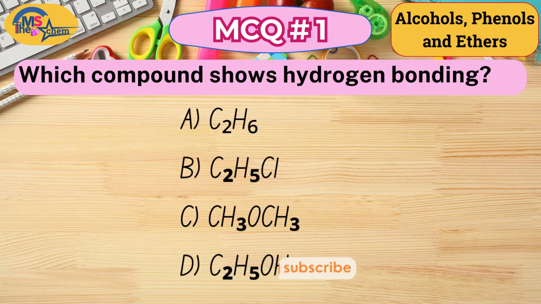Here the four compounds are given in options A, B, C, and D. The true answer to this question is option D, C2H5OH, because here in this option ethyl alcohol is present, and we know that ethyl alcohol forms hydrogen bonding with water.